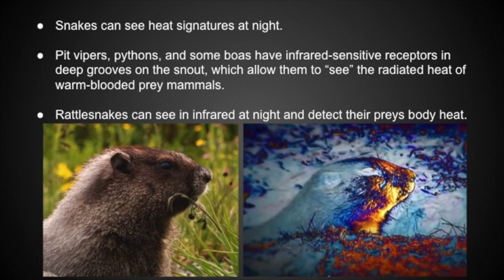Snakes can see heat signatures at night. Snakes are very nearsighted and typically have trouble seeing things that aren't moving. That's where other senses such as smell and heat signature come into play. Pit vipers, pythons, and some boas have infrared-sensitive receptors in deep grooves of their snouts, which allow them to see the radiated heat of warm-blooded prey mammals. Rattlesnakes can see in infrared at night and also detect their prey's body heat.